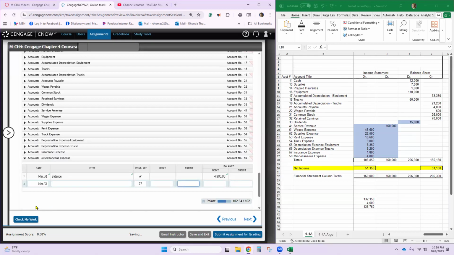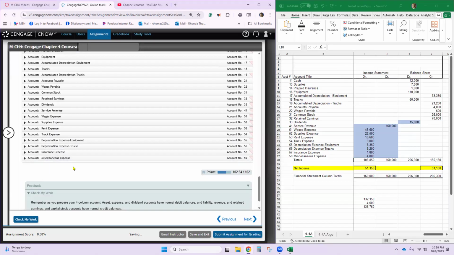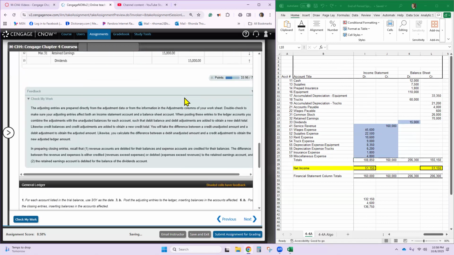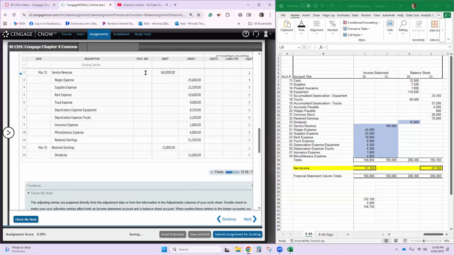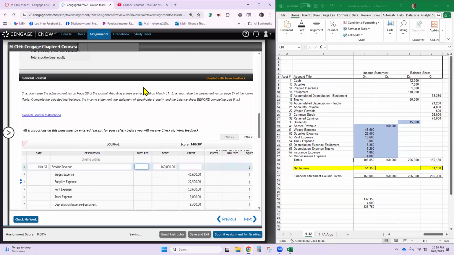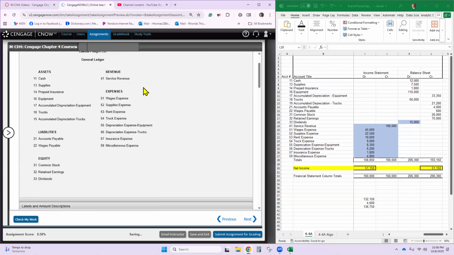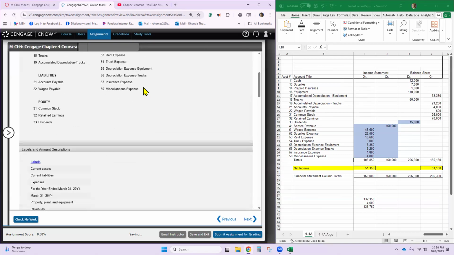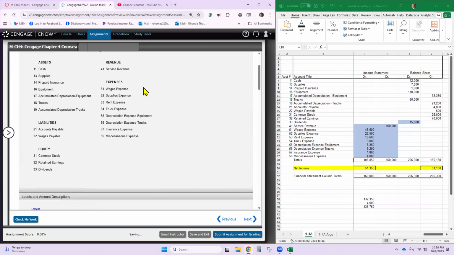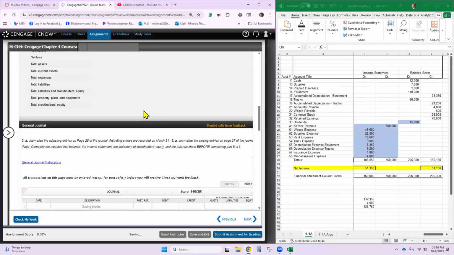27, crediting 4,800, leaving miscellaneous expense 0. Now we're not finished. Okay, we got as far as getting rid of all of these. Now let's go back up to here and let's put in these numbers. Okay, so service revenue I think is 41. Yep, 41. And then we have 51 through 59 basically without using 58.